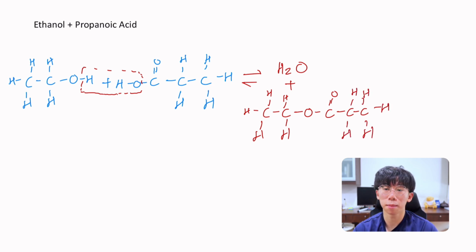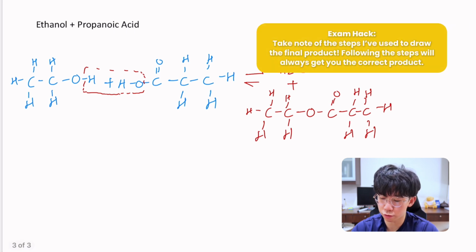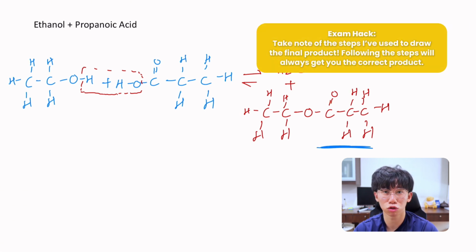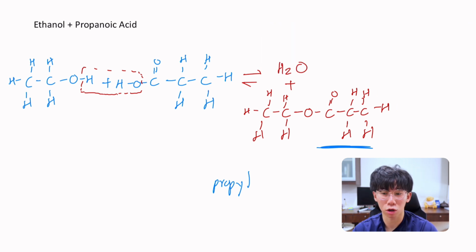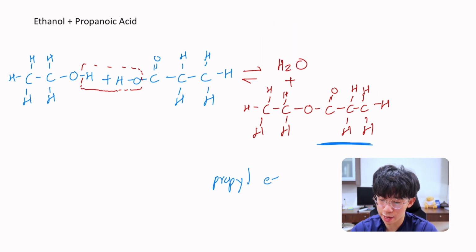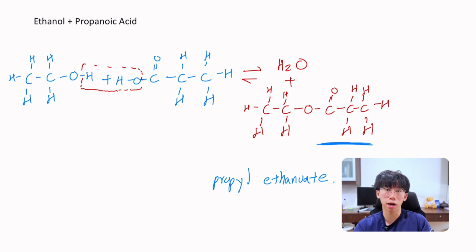Once that is done, you can proceed with naming. You want to start with the part from the carboxylic acid. This is 3 carbons long, so this is propyl. And the other part is 2 carbons long, so it's an eth, ethanoate. And that is how you name the product of your ester.